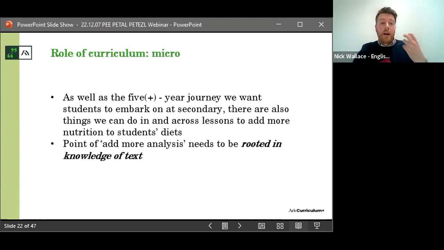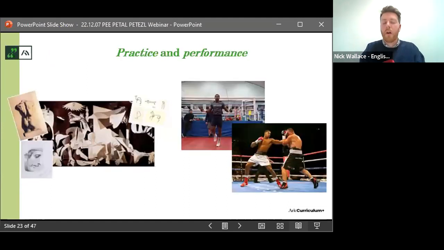And the principle behind this is, to think back to the Dylan Wiliam quotation earlier, you could have been more analytical. Well, that analysis needs to be rooted in a deep and rich knowledge of the text. So how can we invite students to play with that knowledge, to develop that knowledge in ways which are interesting and meaningful, that will allow them to be more successful? And before I give you some examples, I'll narrate this with a couple of examples from outside the world of the classroom, and invite you to think about the difference between practice and performance.